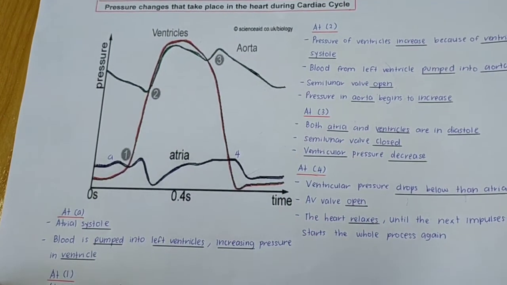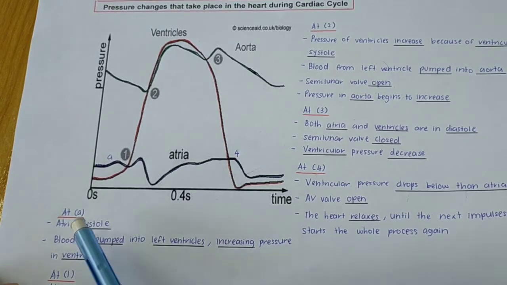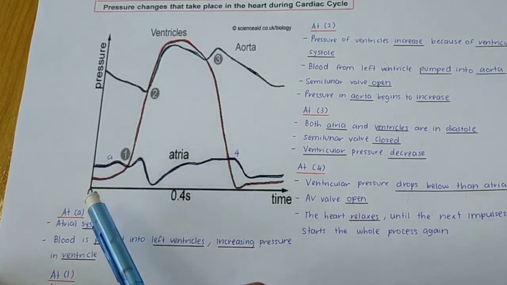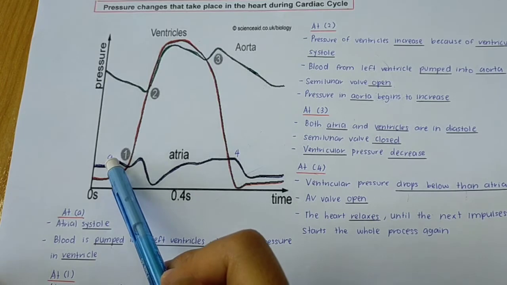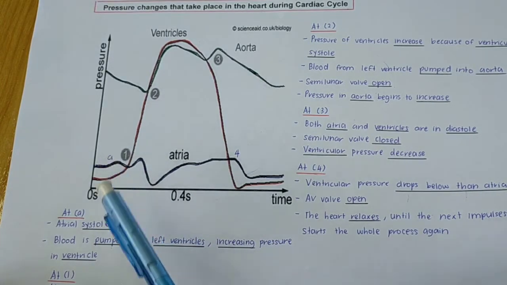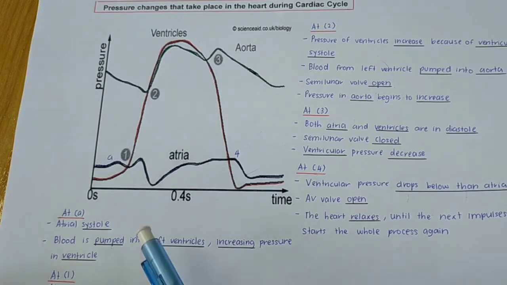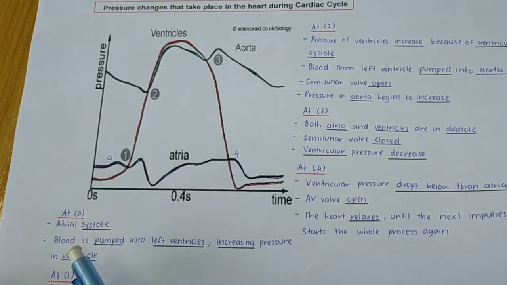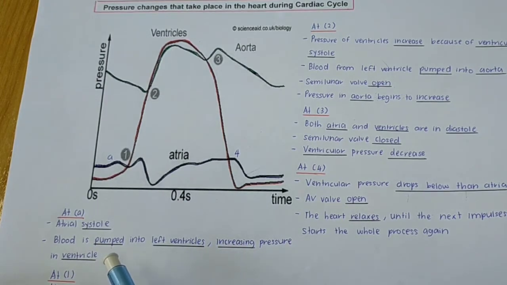So we look first at A. A means atria systole, because if you look, the pressure of atria here is increased. Atria systole means the atria contract. So what happened during atria contraction? Blood is pumped into the left ventricle, and it will increase the pressure in the ventricle.